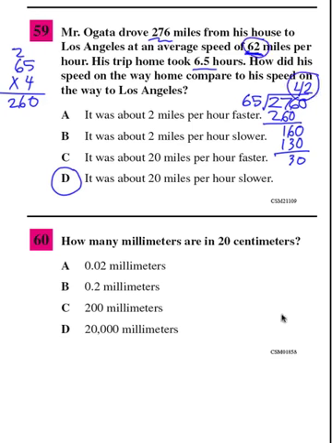Problem 60. How many millimeters are in 20 centimeters? So we have that 1 centimeter is 10 millimeters. So 20 centimeters is going to be how many millimeters? So it's going to be 20 times 10 divided by 1. That's 200 millimeters.